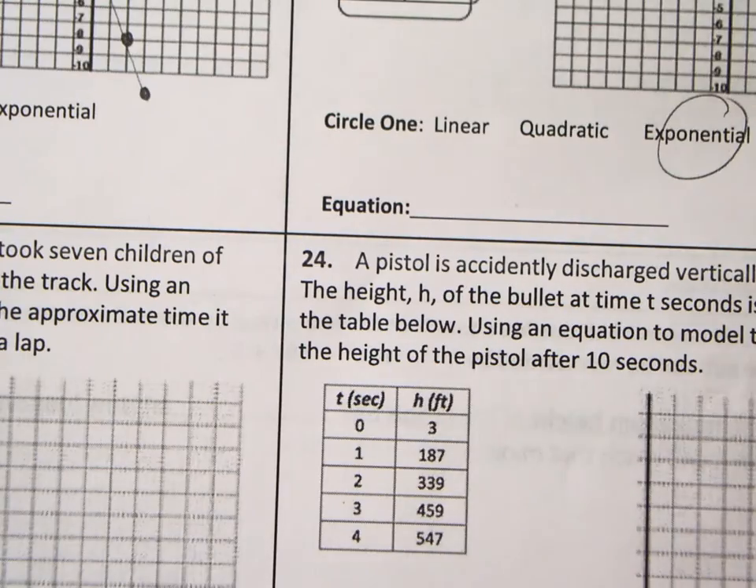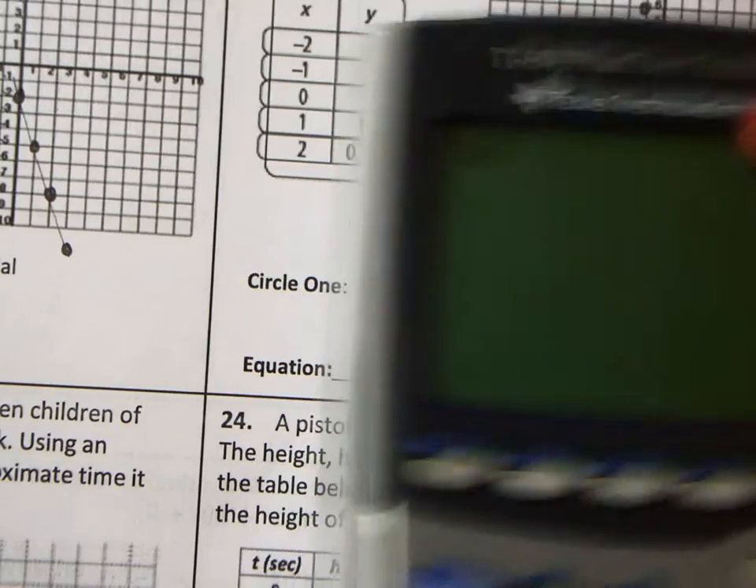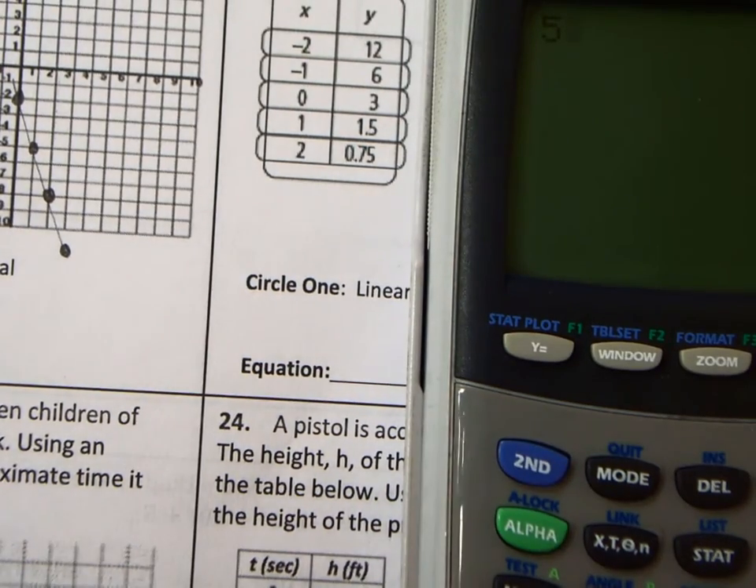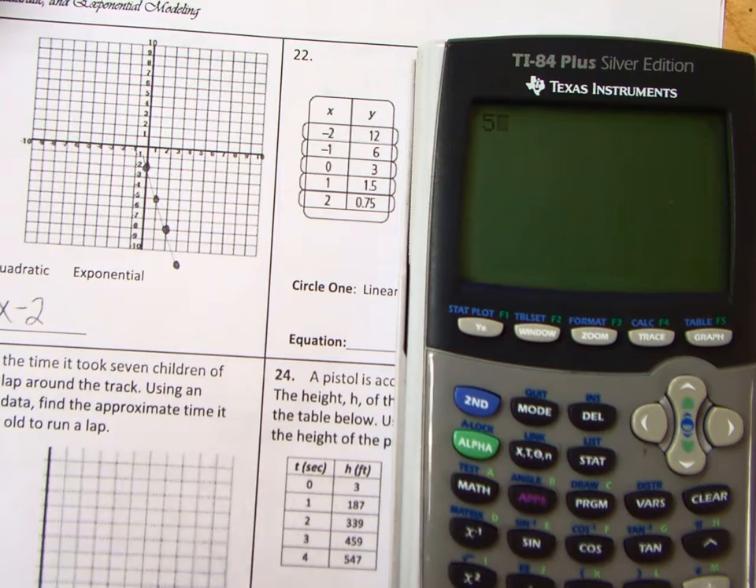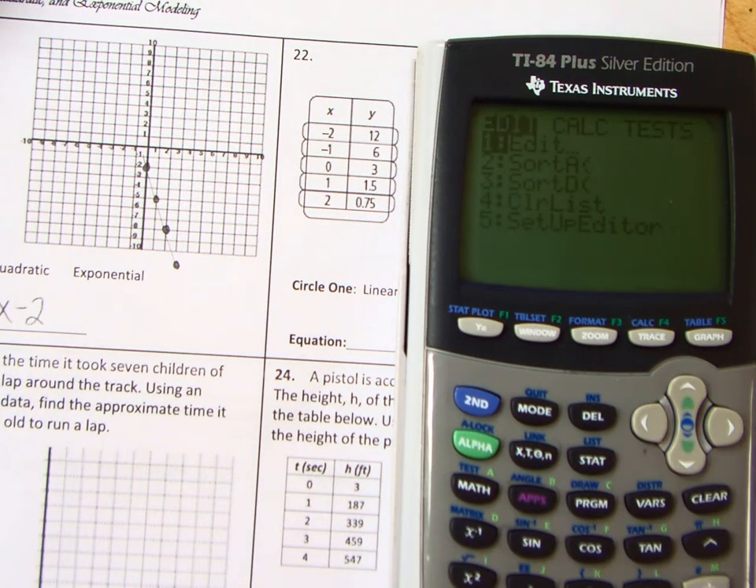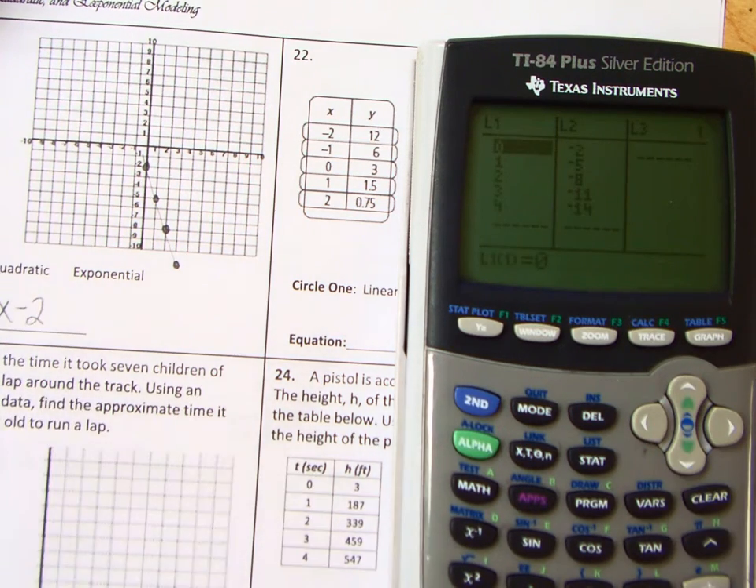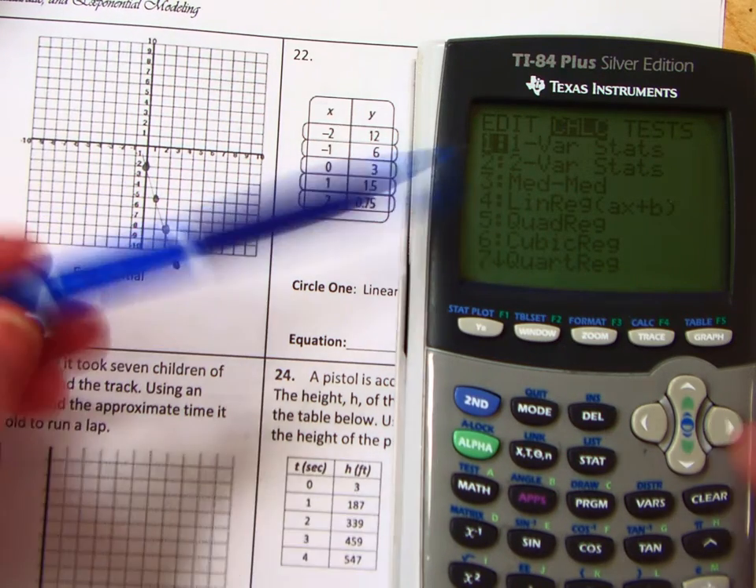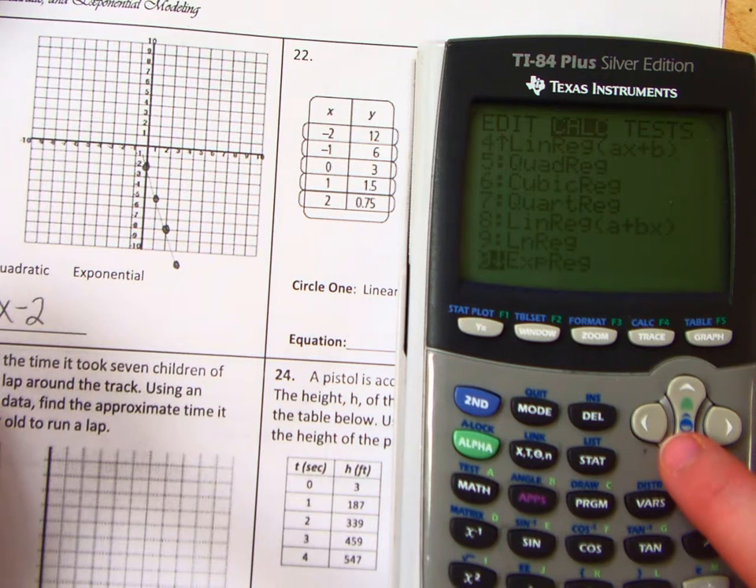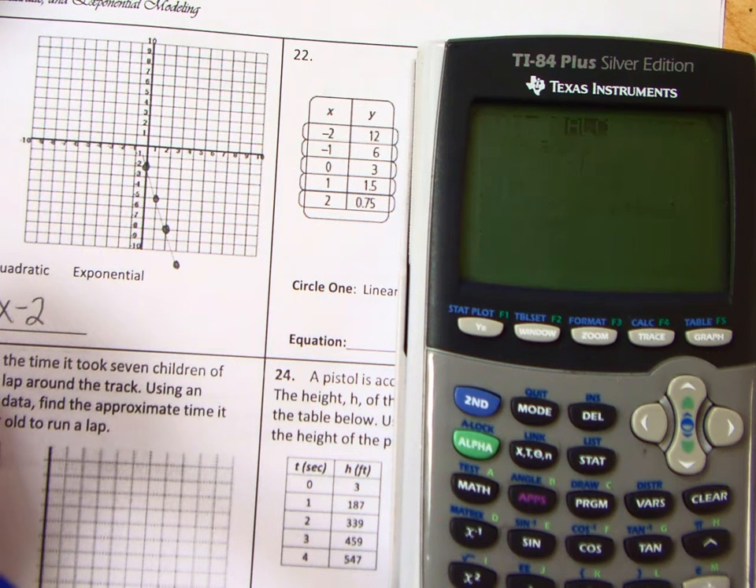Now what we do is, since we know what the shape is, we grab our calculator, we go to our stat and our edit, and we type in the appropriate x's, which are -2, -1, 0, 1, and 2. And we type in the appropriate y's, which are 12, 6, 3, 1.5, and 0.75. Now we hit stat and go over to calc. And this one we decided was exponential, so they have to go all the way down until they see exponential, which is number 0. Hit enter until they get their answers.